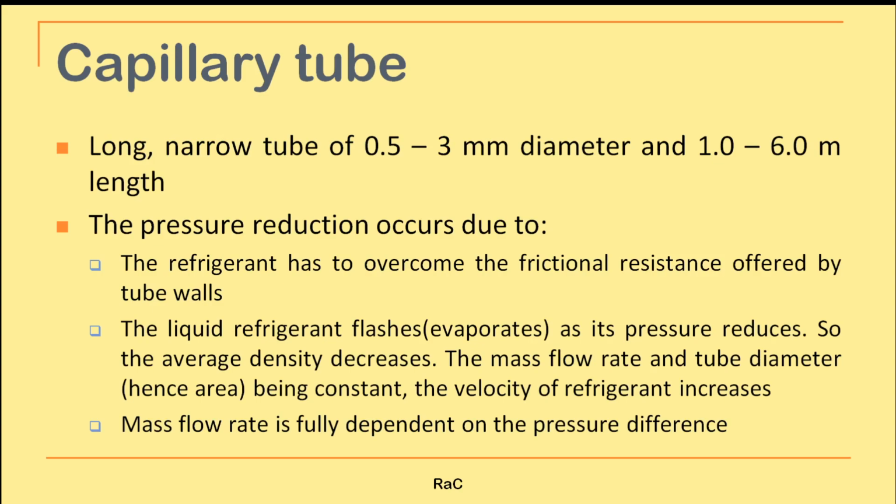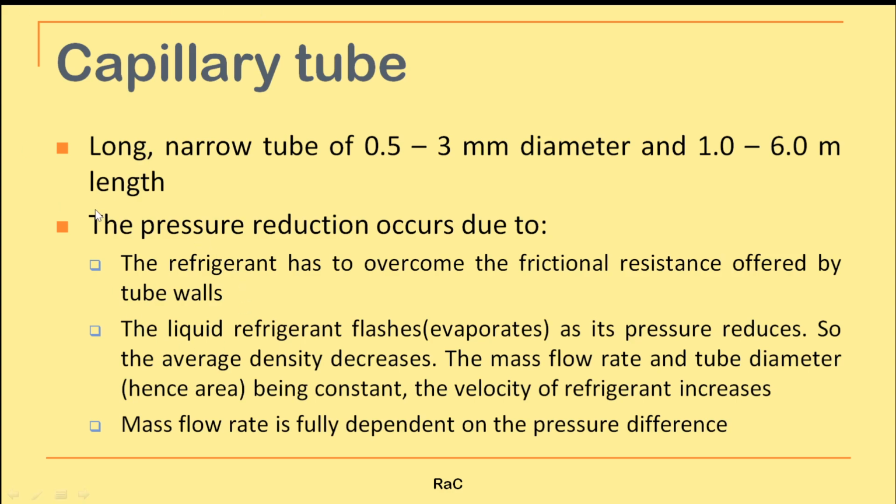The second category of expansion device is the constant restriction type. Under that, we have seen the capillary tube. It is a long narrow tube. It may not be placed as a long straight tube, but it will be wound like a spring, placed in a spring kind of arrangement on a rod, or simply wound like a spring and placed.